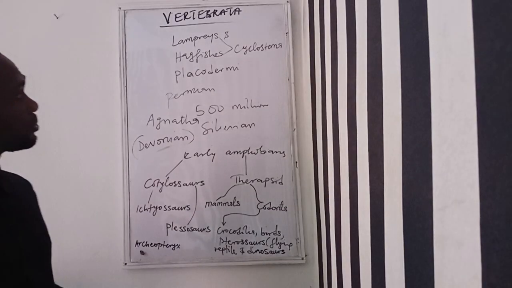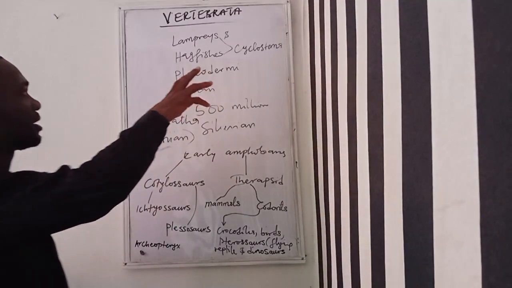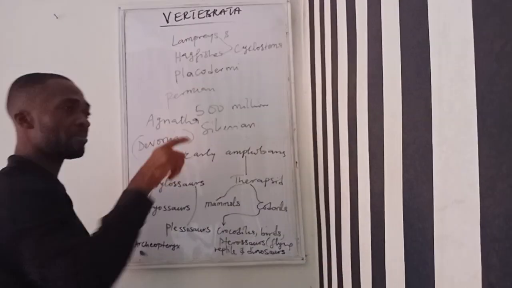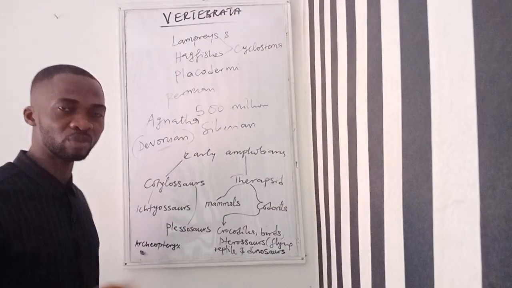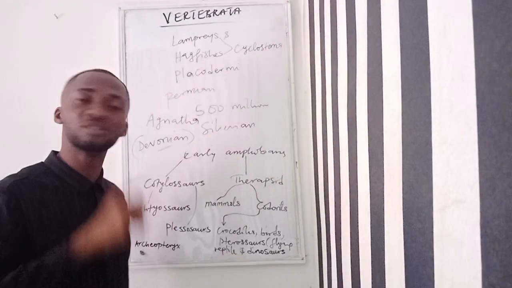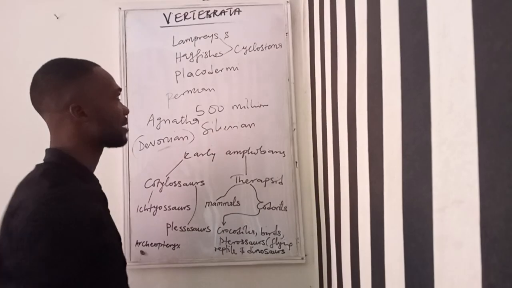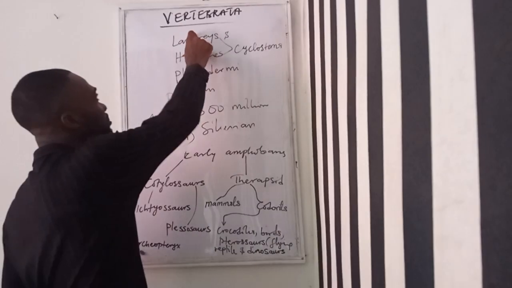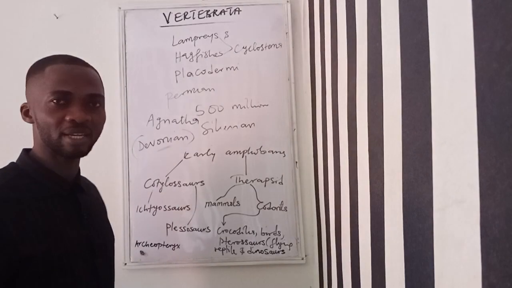But there's something that happened. Remember I said these Placodermi evolved within that period when Agnatha went to extinction, but they were not the living representative of Agnatha. The two living representatives of Agnatha are the lampreys and the hagfishes. But these lampreys and hagfishes were still jawless, just like their ancestor Agnatha.